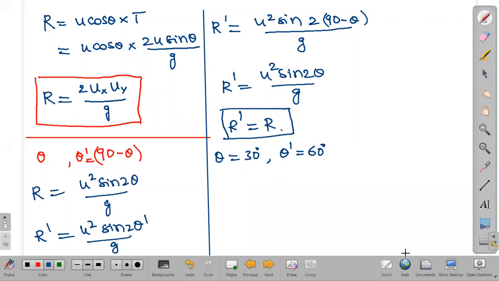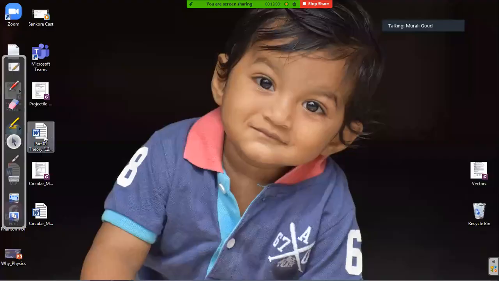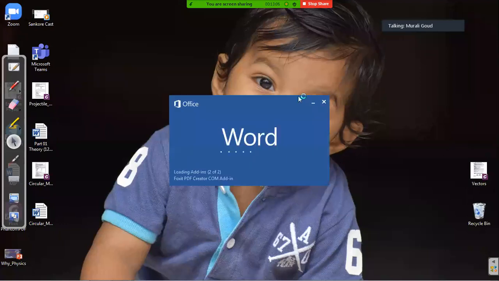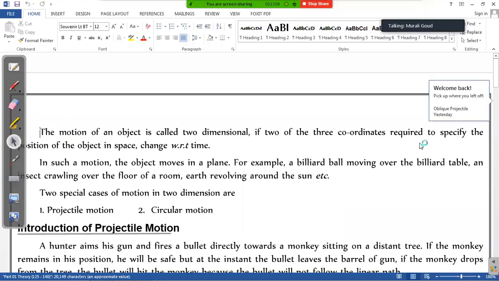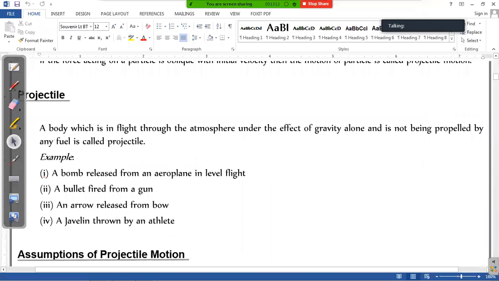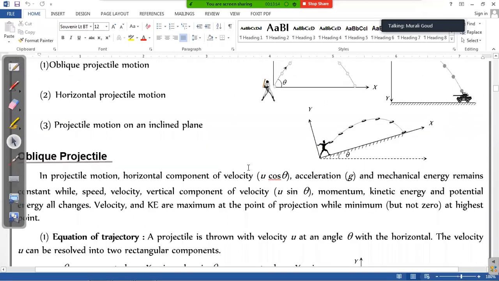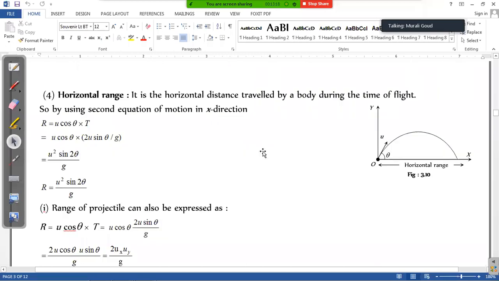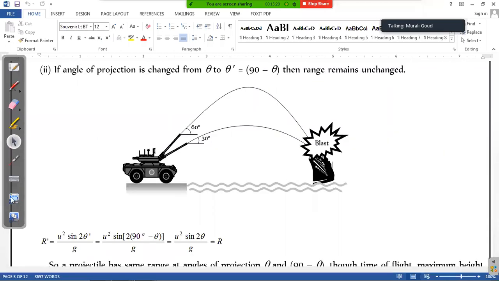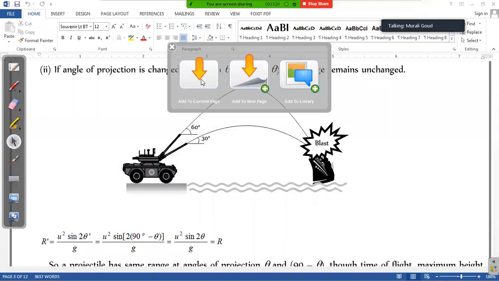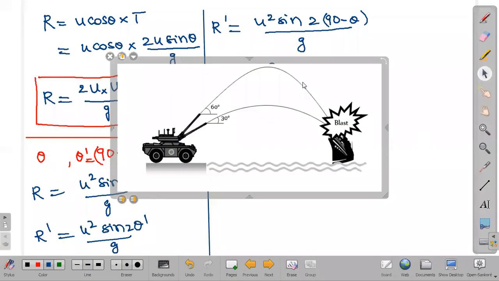I have shown you one diagram previously, so I will come back to the diagram once again and show you. That army tank was there and a bomb is thrown out of it. When we are throwing a bomb out of it at two different angles, both are moving to the same horizontal range. That is what we saw in the last class. I am showing the same diagram again. So for complementary angles, the horizontal range is the same. That is what we are watching here, right?